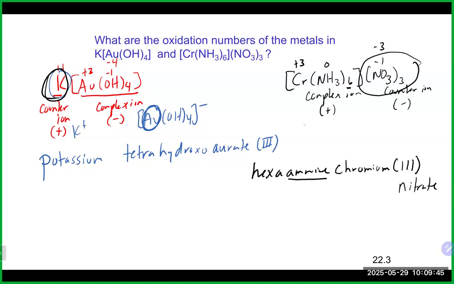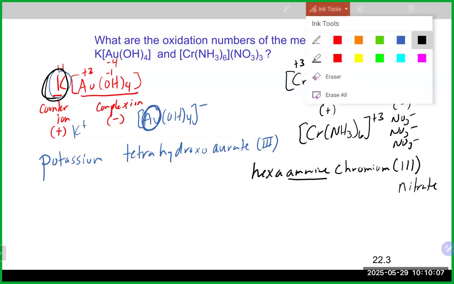And again, a reminder: the reason why we have 3 of the nitrates is our complex ion has a +3 charge, so we need 3 of those counter ions to balance out the charge in this particular case. First off, any question on those names there?